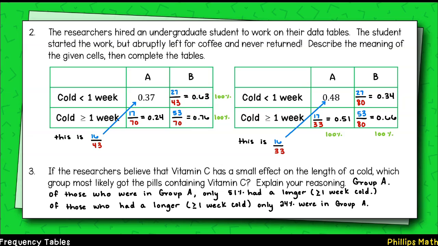Let's look at the other side. Of those who were in Group A, slightly more, or 51%, had a longer duration cold. Of those in Group B, the results are even further skewed towards a longer duration cold, 66%. It's certainly not decisive, but it may be the case that Group A was the treatment and Group B was the placebo. This is assuming, of course, that the treatment does actually reduce the length of the cold.